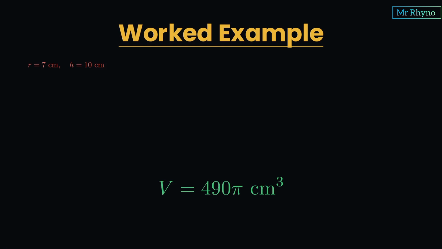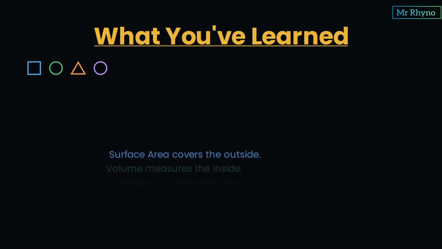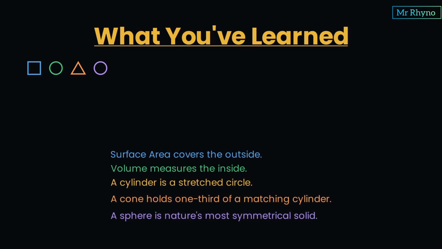Today, you've learned something much more valuable than formulas. You discovered why those formulas exist. Remember these key ideas. Surface area covers the outside. Volume measures the inside. A cylinder is a stretched circle. A cone has 1/3 the volume of a matching cylinder. A sphere is the most perfectly symmetrical solid in nature. When you understand the ideas, the formulas become easy to remember.